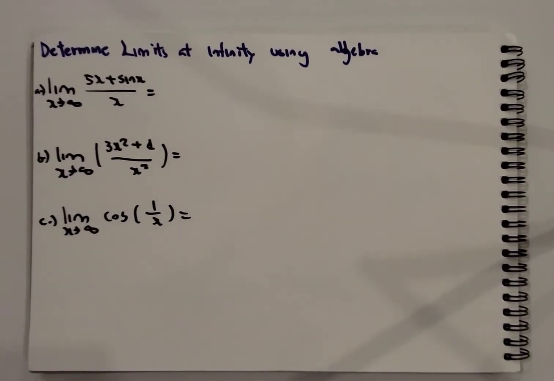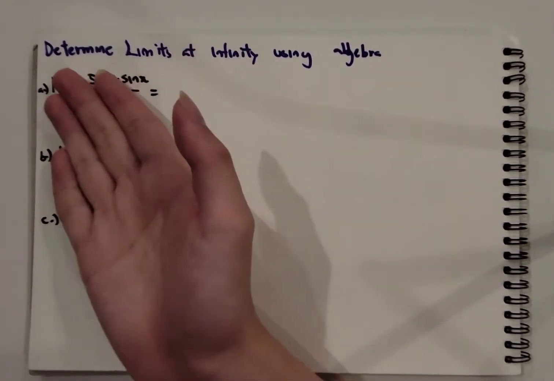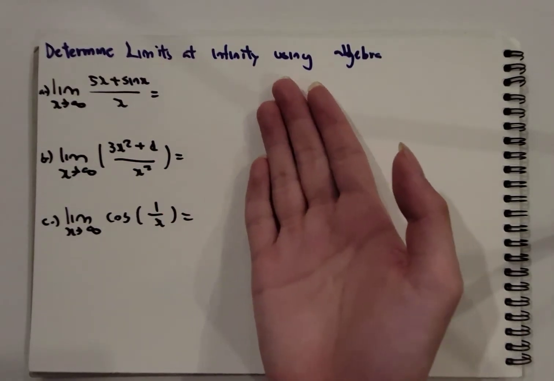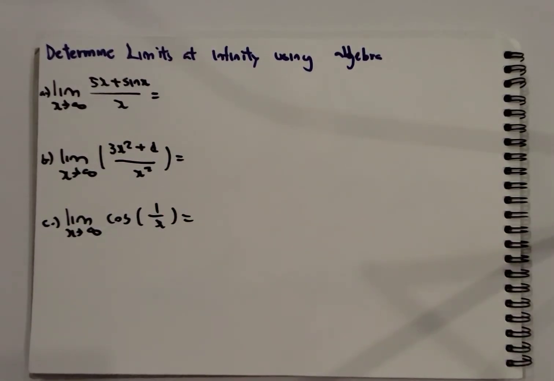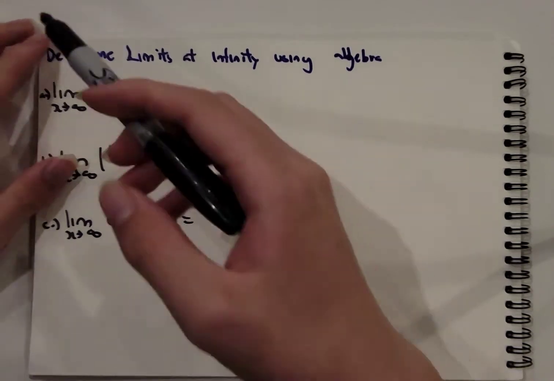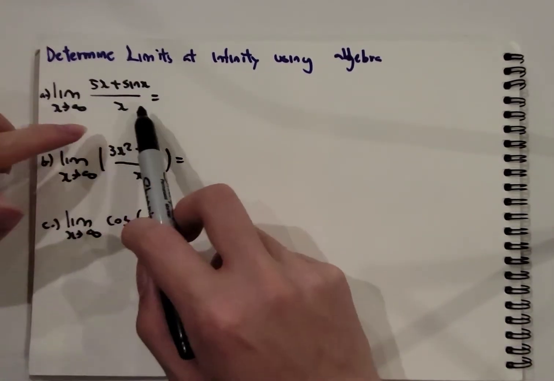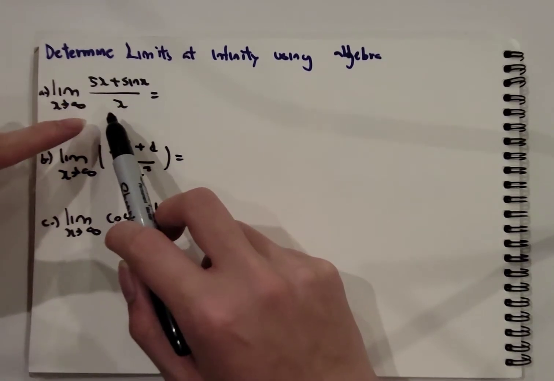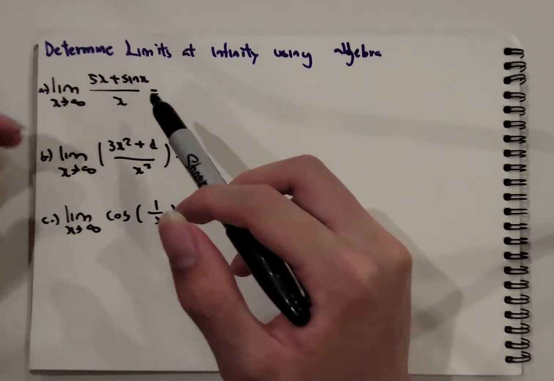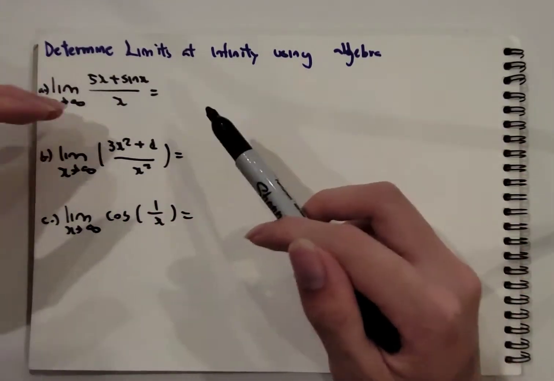Today we're gonna look at some limits. Today we're gonna determine some limits at infinity by using some algebra. So let's get started, right? So in the first expression, if you just substitute infinity on the bottom, it wouldn't really mean anything, right? So how about using algebra to manipulate it a little bit?